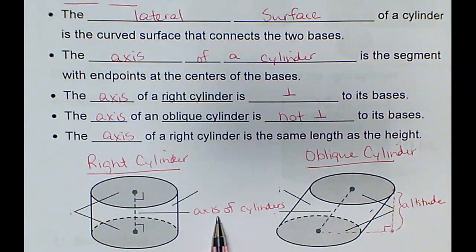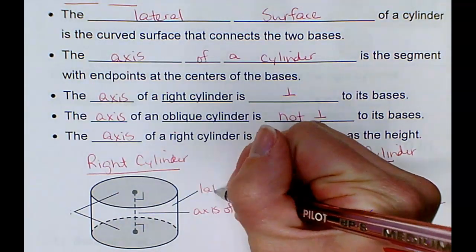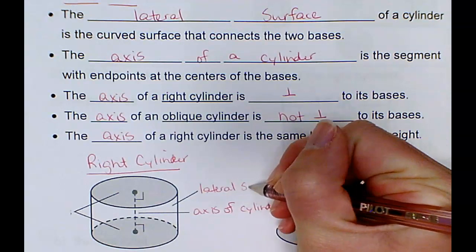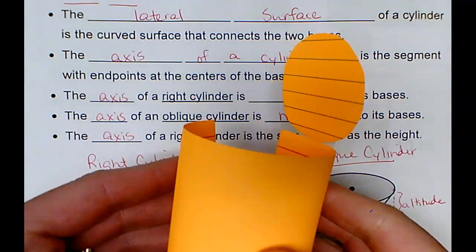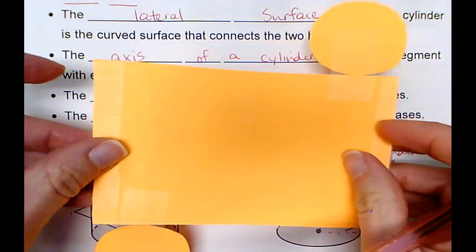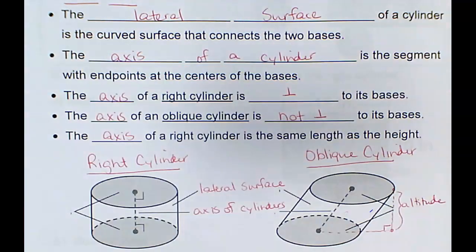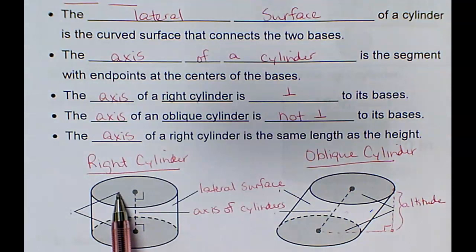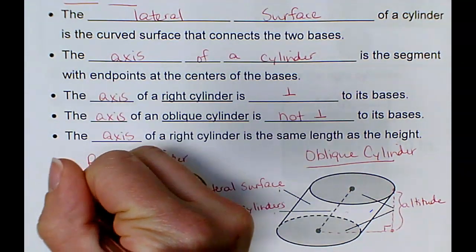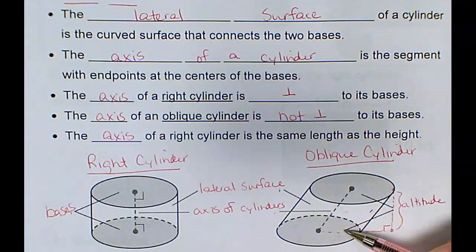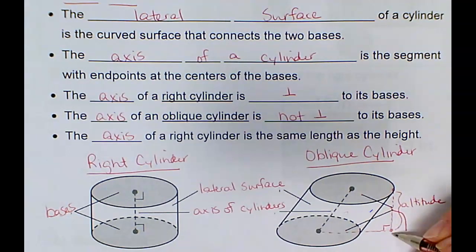So we have that label. These two right here kind of pointing to that curved surface, so that's the lateral surface. That's the one that kind of unfolds. So it kind of unfolds to become that rectangle. And then this and this, those are bases. Same thing over here. This and this, these are bases.